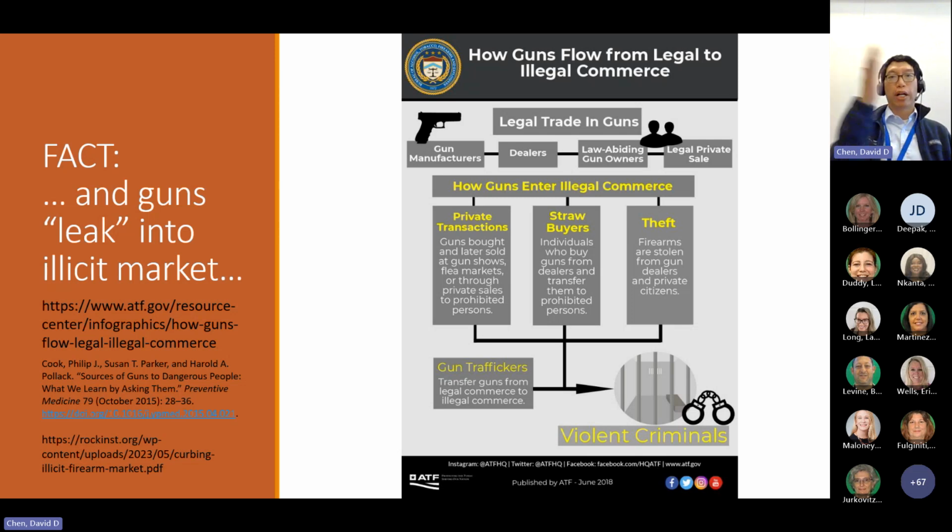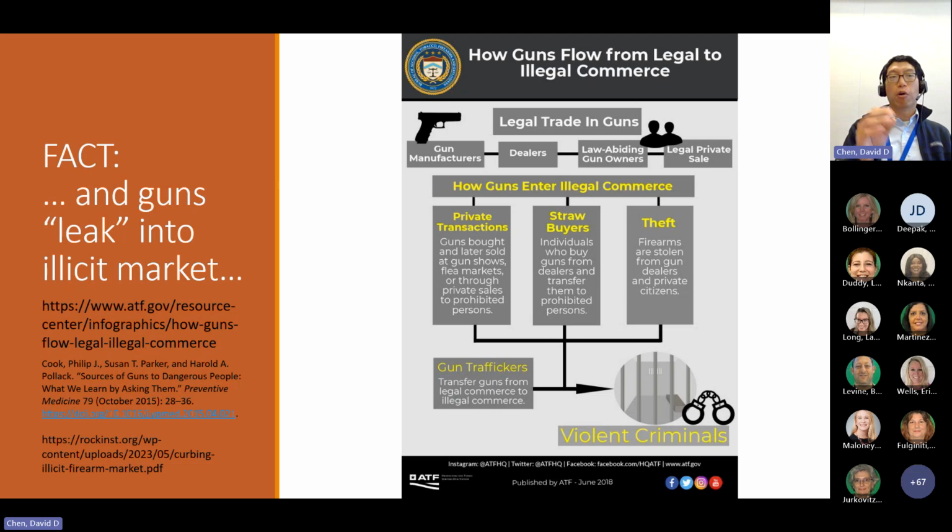And this is where, unfortunately, a lot of the risk as it relates to homicide comes from, and yet is probably the least understood in all of the pathways and mechanisms from what we get from gun ownership and possession to then where it causes an injury. And so how do guns flow from legal to illegal commerce? It is not through robbing gun shops. It is not through that point there.